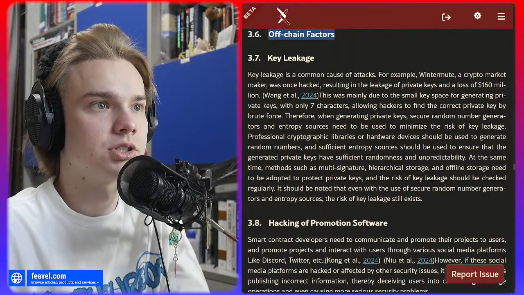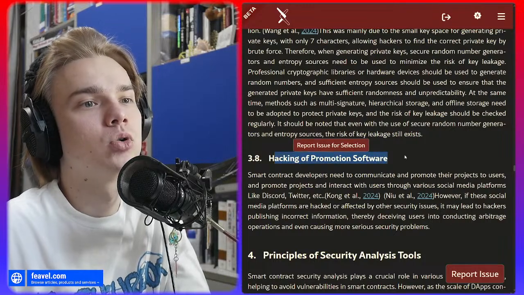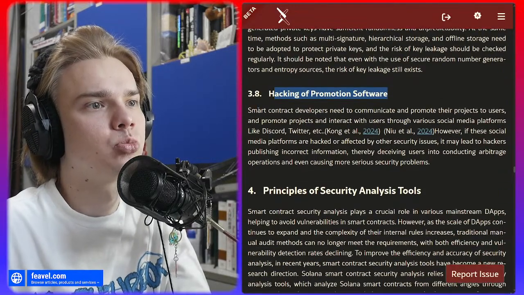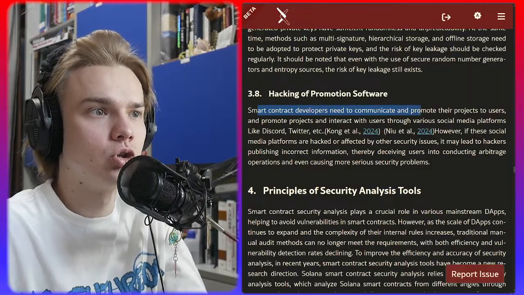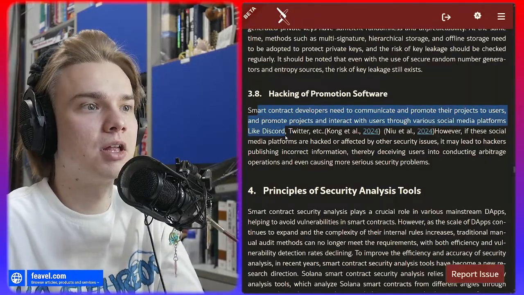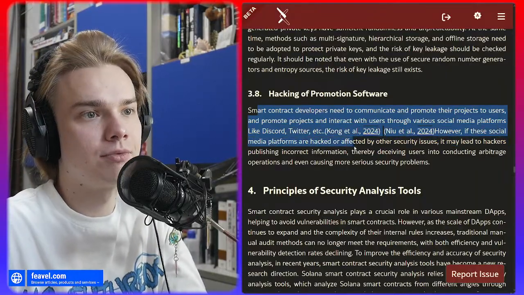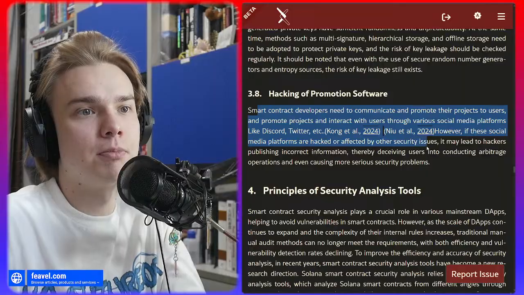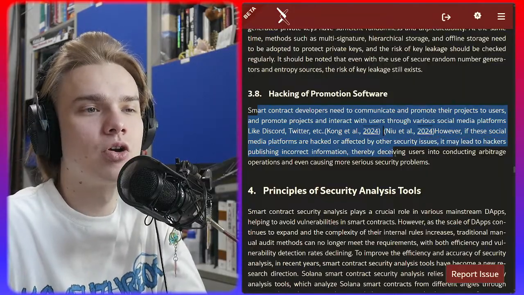Off-chain factors. Key leakage. Okay, hacking of promotion software. Smart contract developers need to communicate and promote their projects to users and interact with users through various social media platforms like Discord and Twitter. However, if these social media platforms are hacked or affected by other security issues, it may lead to hackers publishing incorrect information.